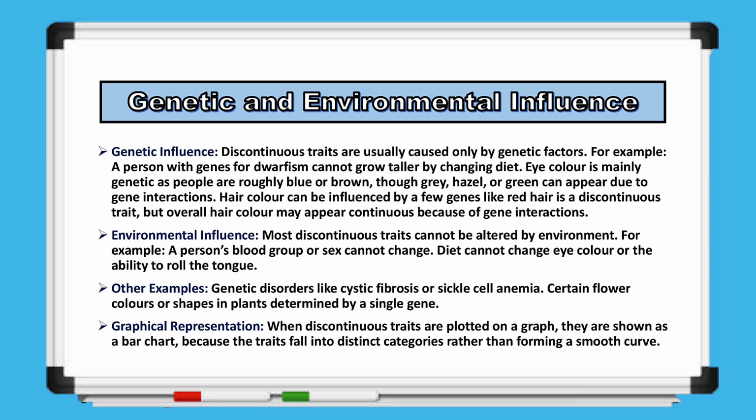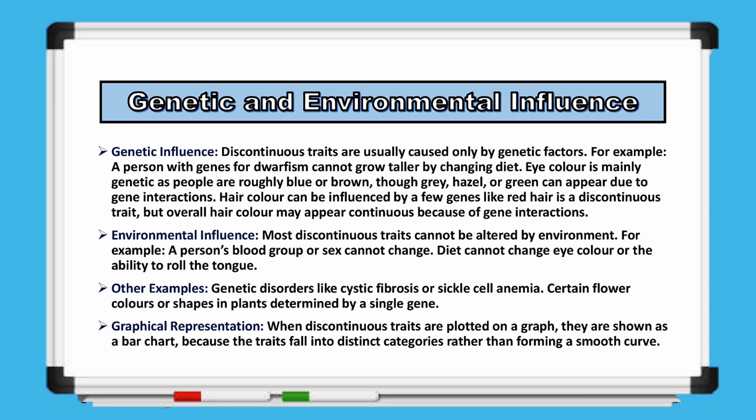For example, a person's blood group or biological sex cannot be changed by diet or lifestyle. Similarly, environmental changes do not affect traits like eye color or the ability to roll the tongue. Other examples of discontinuous variation include genetic disorders such as cystic fibrosis and sickle cell anemia. In plants, certain flower colors or shapes are also determined by a single gene and show clear, separate categories.